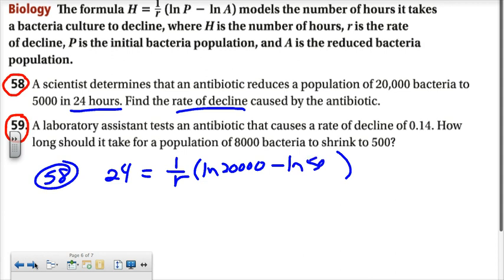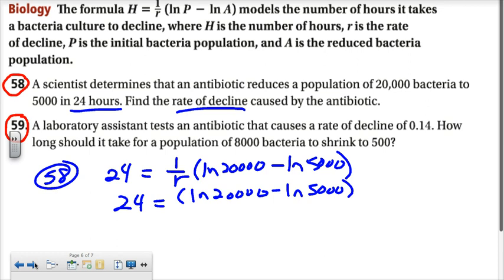And finally, 5,000. So now we will get 24 equals. I don't really like the 1 over r thing, so what I'm going to do is just look at that as dividing by r. And we have a subtraction going on with our natural log, so we could put that together too. But basically this is all one number, the natural log of 20,000 minus the natural log of 5,000, because we could certainly punch that into our calculator.